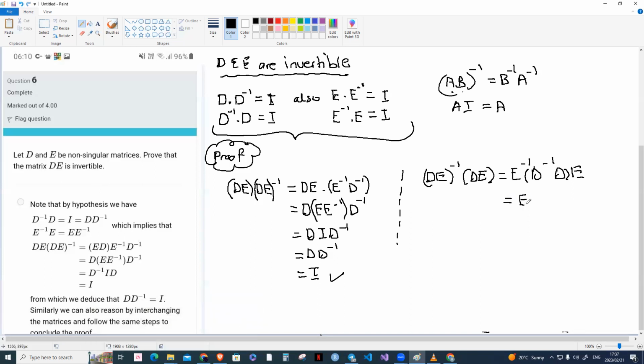I'm gonna get an E, then I'm gonna get an I here. I'm gonna get an E. Then this is E, which is I. So both conditions are met. This means we have proven that it's invertible. Therefore, DE is invertible.